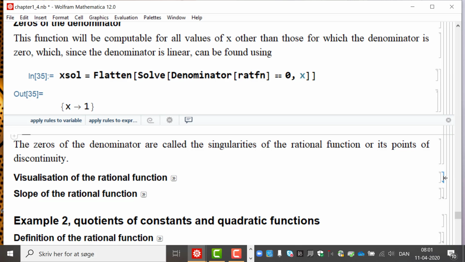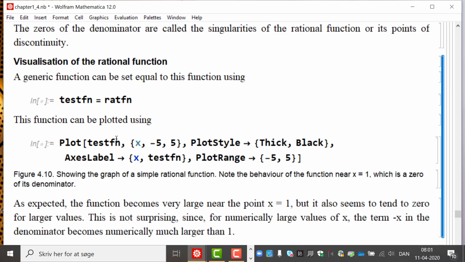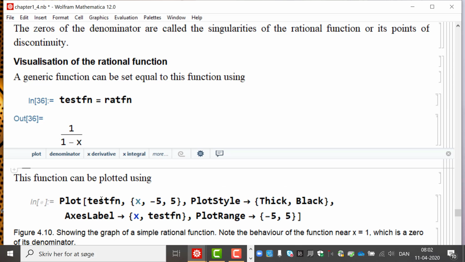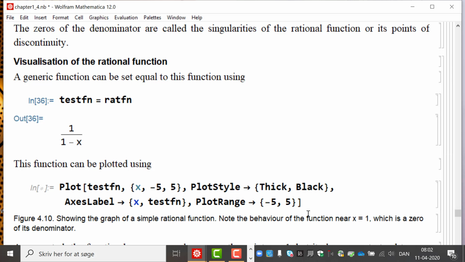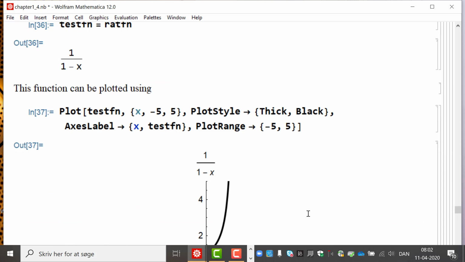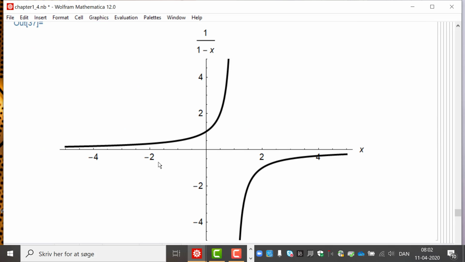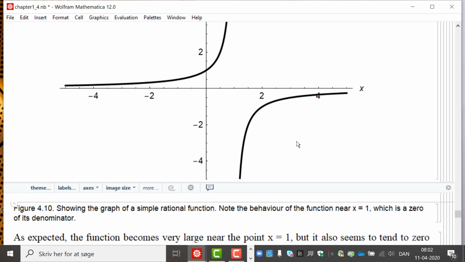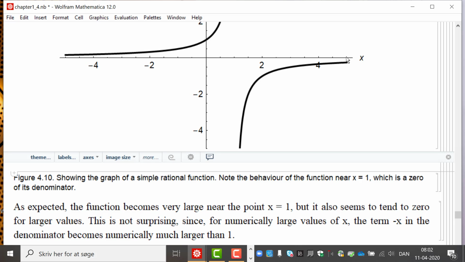So let's try and visualize this rational function. So we get this out of our toolbox. We set the function we want to test to a rational function, and we can plot that from x equals minus 5 to plus 5, the usual conditions here, over the region of x from minus 5 to plus 5. And what do we get? Well, for x less than 1, we get a function which goes up, and for x greater than 1, we get a function which comes down. Sorry, which goes up as well.